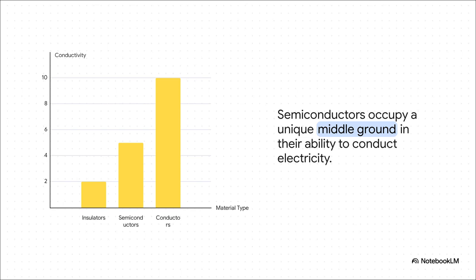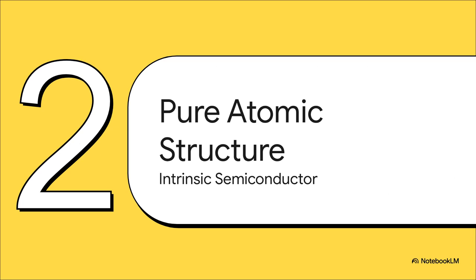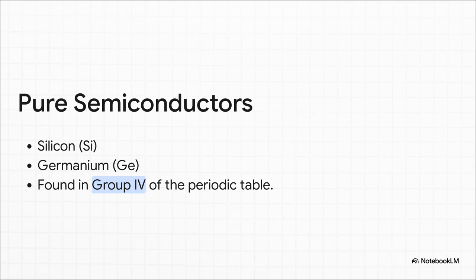Now, this in-between property, it's not magic. The real secret is deep inside their atomic structure. So to really get it, we need to zoom way in, right down to the atomic level of a pure semiconductor. And the technical term for that, by the way, is an intrinsic semiconductor. So we're mostly talking about elements like silicon, the silicon in Silicon Valley, of course, and also germanium. Now, what's interesting is that both of these are found in group 4 of the periodic table, and that's not a coincidence. That location gives them a really important property.